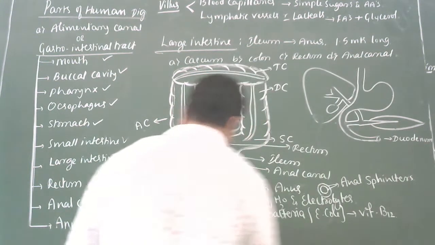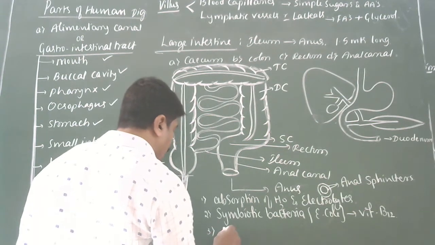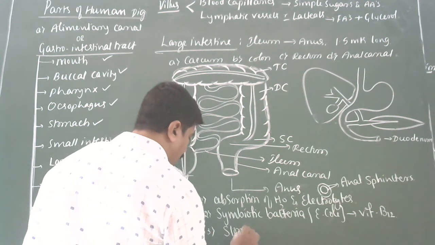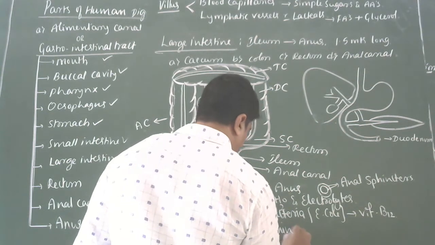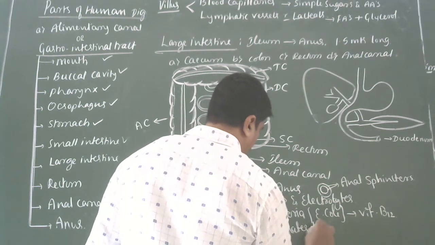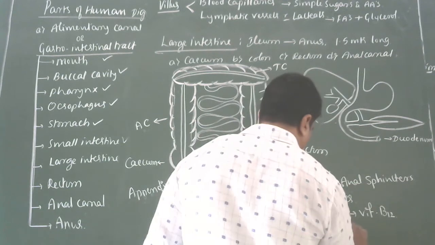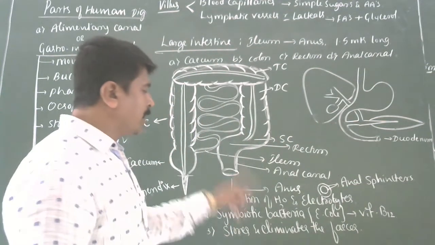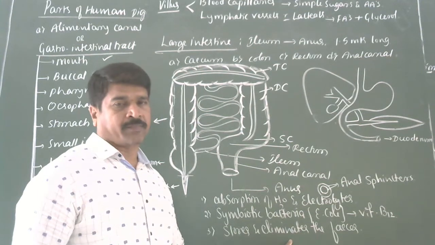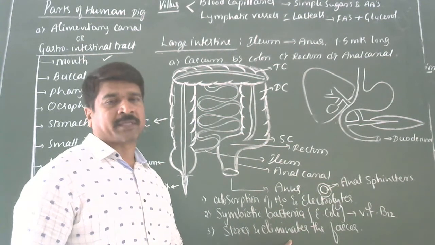The last one is that it stores and eliminates the feces. So these are the storage, meaning rectum. Elimination is nothing but anus. Both are the parts of large intestine only.